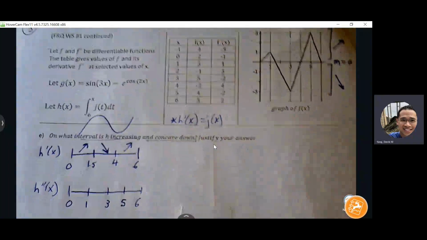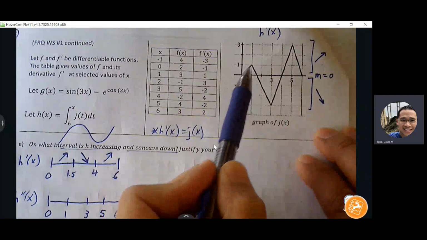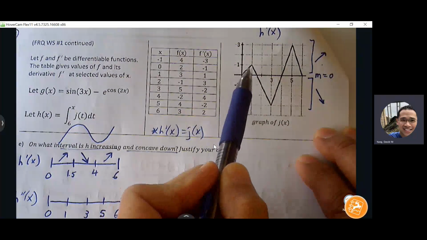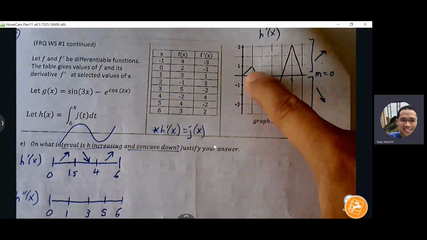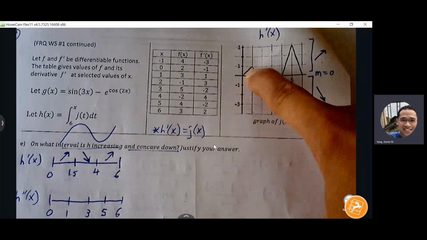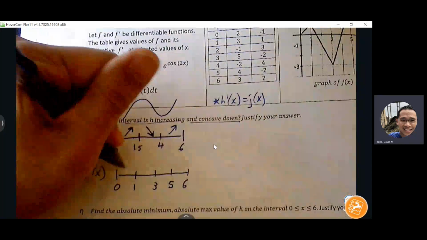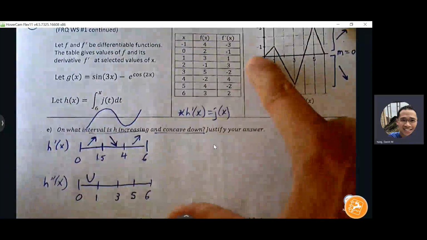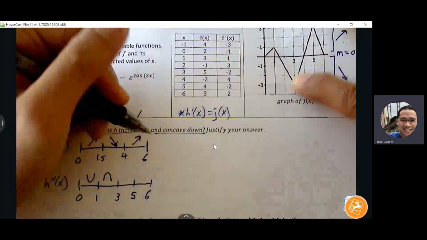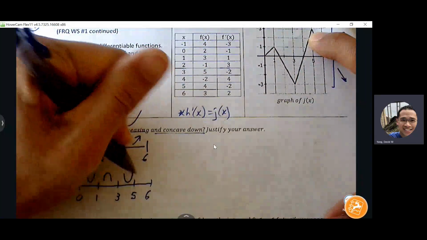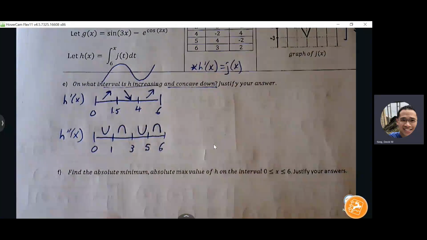Okay, now how do we determine concave up and concave down? We look at the slope, right? So wherever my H prime graph is rising, that's where my actual graph is going to show a concave up, right? Positive slope is concave up, negative slope is concave down. So concave up for the first interval, concave down for the second interval, concave up for the third interval, concave down for the fourth interval. So now it's easy because we have everything that we've already labeled.